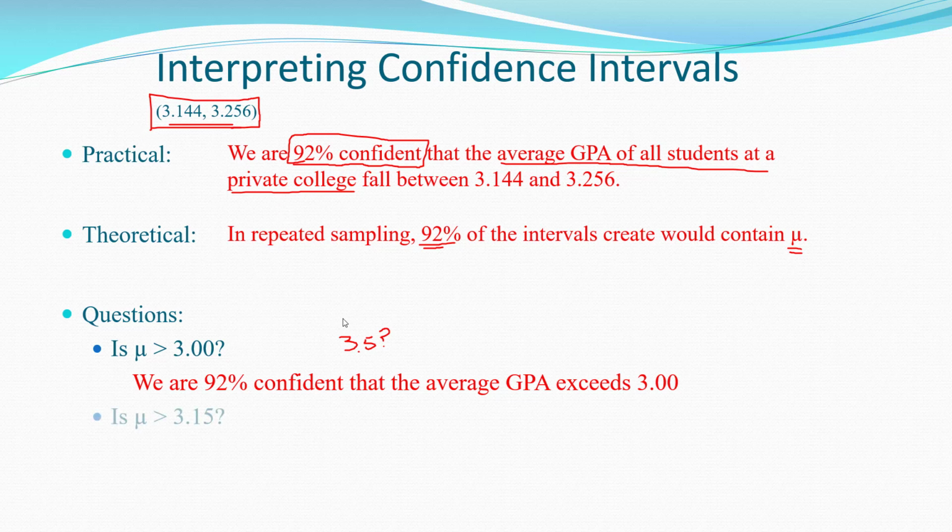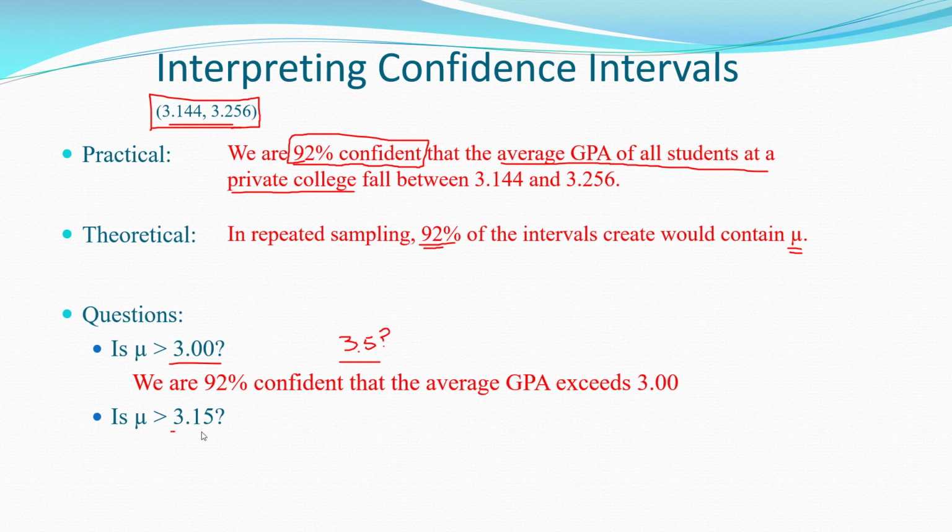How about 3.15? Is mu greater than 3.15? How about if I ask, is mu equal to 3.15? How would you answer that question? What I'm getting at with the questions is the point I'm asking you about. The 3.15, where does it fall relative to the endpoints? Is it inside or is it outside? When it's outside, like it is in the case where I'm asking about 3 or 3.5, we're able to make a strong statement. We're 92% confident the average GPA exceeds 3.0. We're 92% confident the average GPA is less than 3.5.